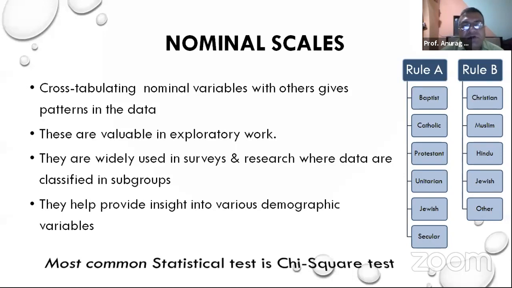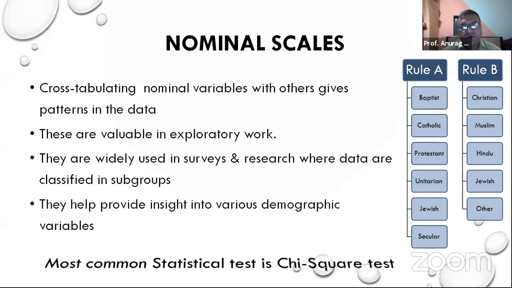By cross-tabulating nominal variables with others, it gives pattern in the data. And it is very useful in the exploratory work. And basically what is research? It is exploration. You try to formulate something and you try to collect data on that, and you do a statistical analysis to explore whether those data have got any significance. And this is what statistics do for you. Nominal scales are widely used in surveys and research where data are classified in subgroups. Suppose I'm talking of an election and I divide the country in zones.